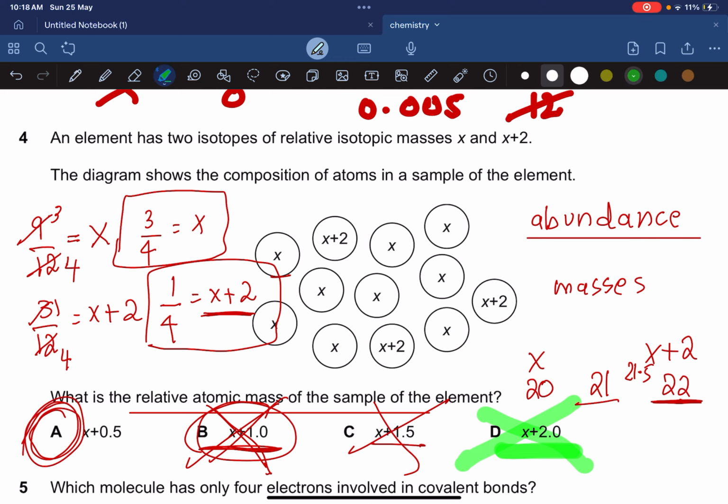Remember one thing, the percentage abundance is always going to be towards that side, towards the mass of that element. The relative atomic mass will be towards the mass of the element that has the greater abundance. Here the greater abundance is of x because it's 3/4, so the mass is going to be towards x. I hope you understand this.